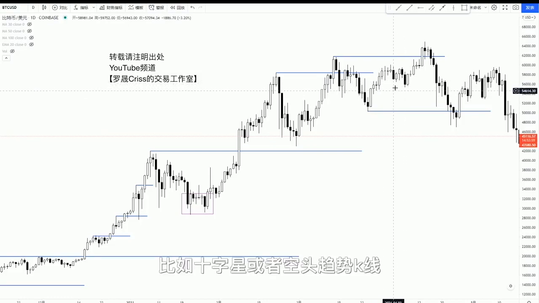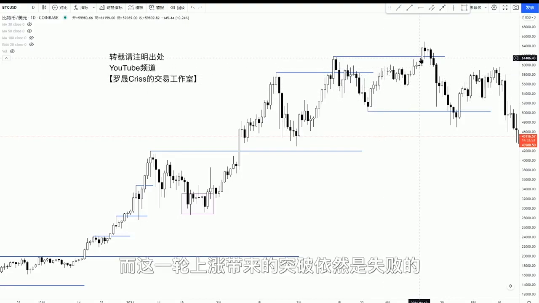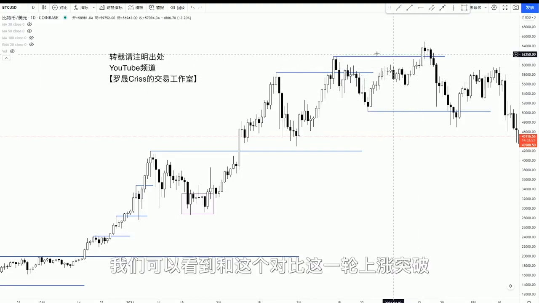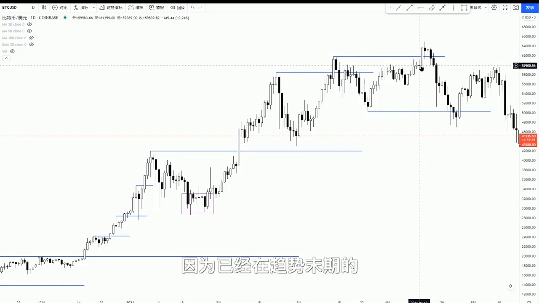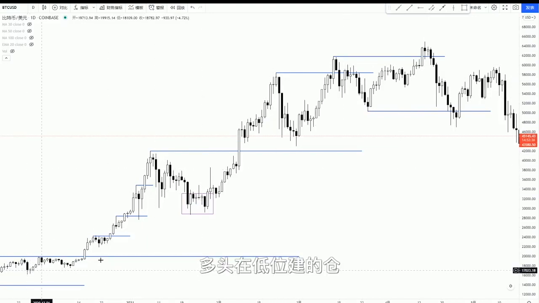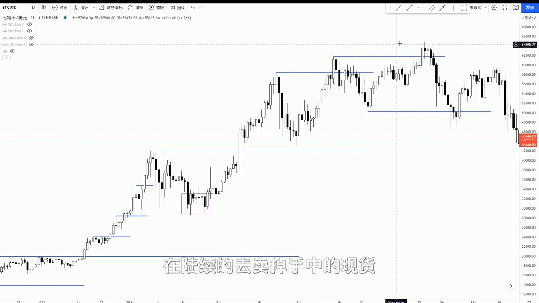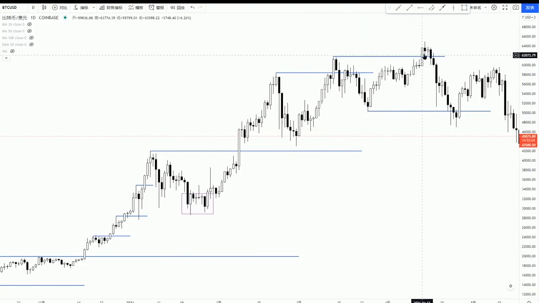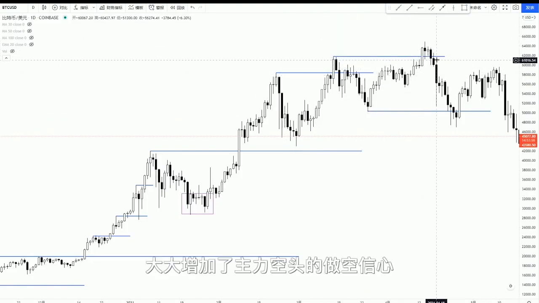We can see that compared to this rally breakout, the front band peak still does not bring follow-up buying, because it has been in the end of the trend, long built in the low position, has already made a big profit. They break the front band point each time, in succession, to sell their spot. And this breakout failure is 2 consecutive breakout failures on the previous band points. It greatly increased the confidence of the main bears, and the main bulls saw the 2 consecutive negative signals. They know that the trend is wrong, either the trend reversal, or the trend for a large long-term pullback.